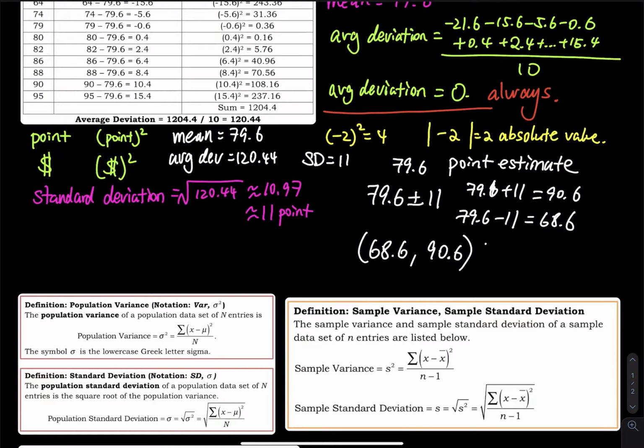So this is called an interval estimate. Why do we have to do this? Because I want to be more precise. So if you take a student out randomly, my best guess is this student's score is somewhere between 68.6 and 90.6 points. It's somewhere between two numbers.